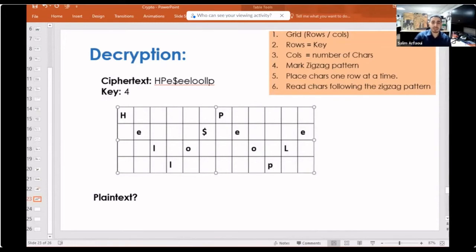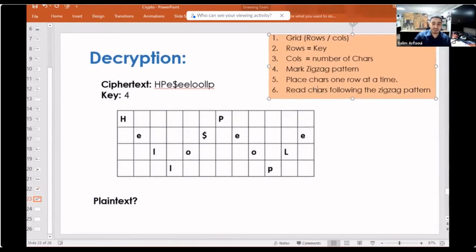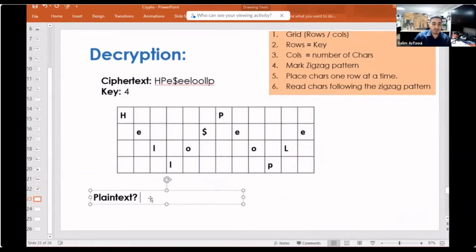And the last thing is that we're going to read the characters following this pattern now in the zigzag direction, right? So we're going to read them in this direction. Okay, so the first character is H and E, L, L, O, and then $, and then P-E-O-P-L-E. So that's basically saying hello people, right? So that's what the plain text that was sent to us really meant.